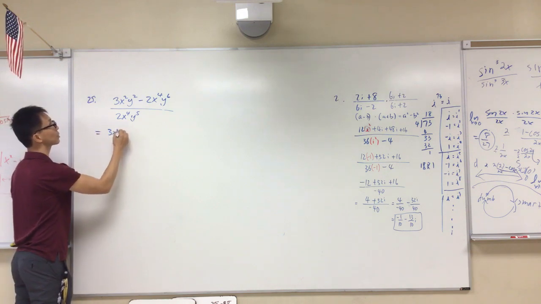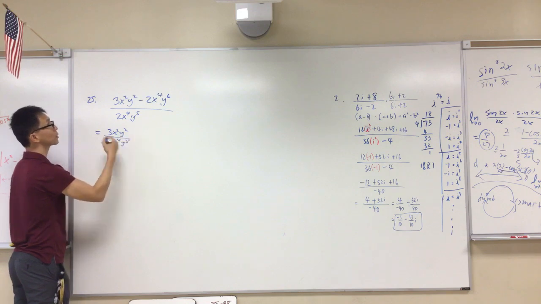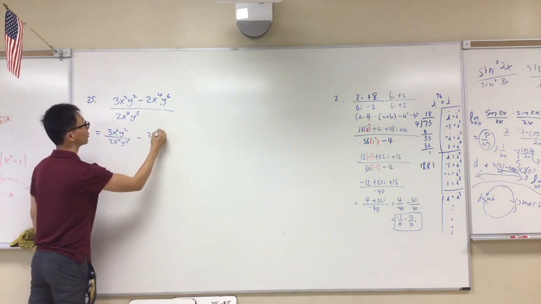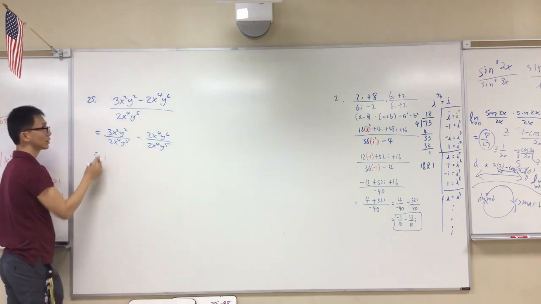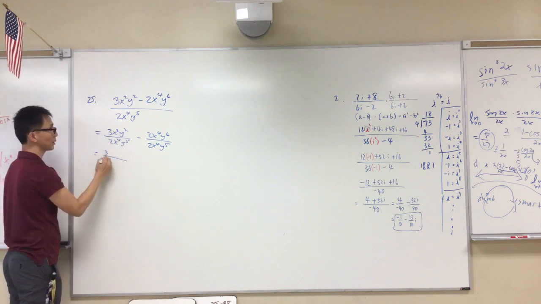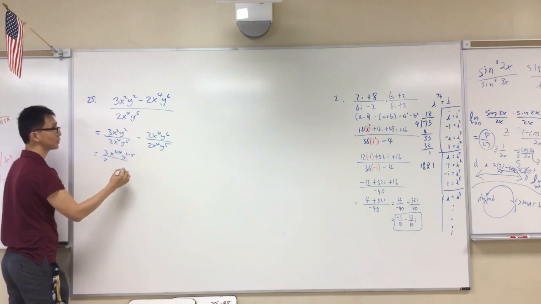So it'll be 3x squared y squared over 2x to the 4th y to the 5th. So we just have to simplify this: 2x to the 4th y to the 6th all over 2x to the 4th y to the 5th. So top subtract bottom, and here it's going to be 3 over 2, x to the negative 2. Well, I'll write it out: 2 minus 4, y to the 2 minus 5.